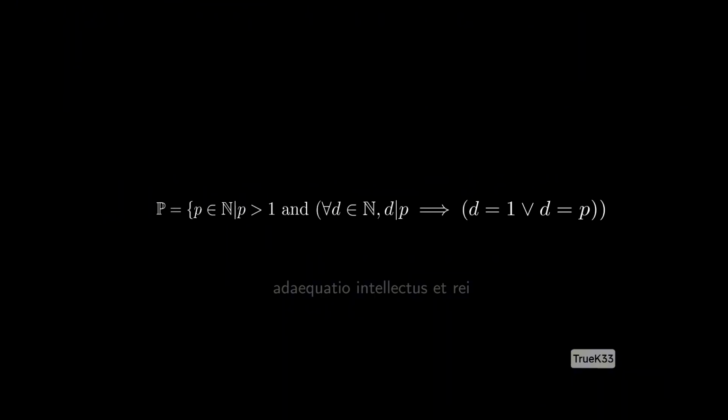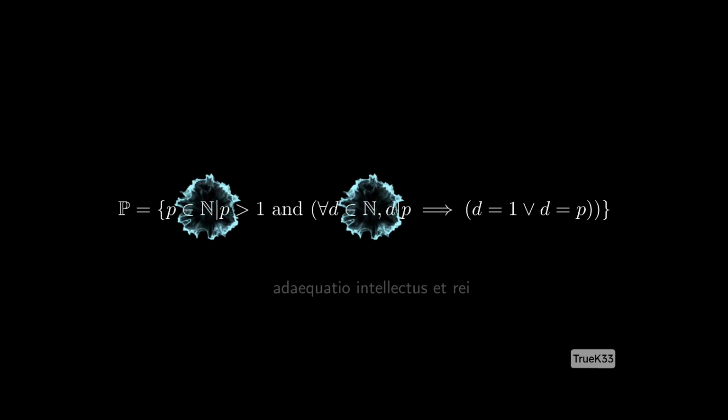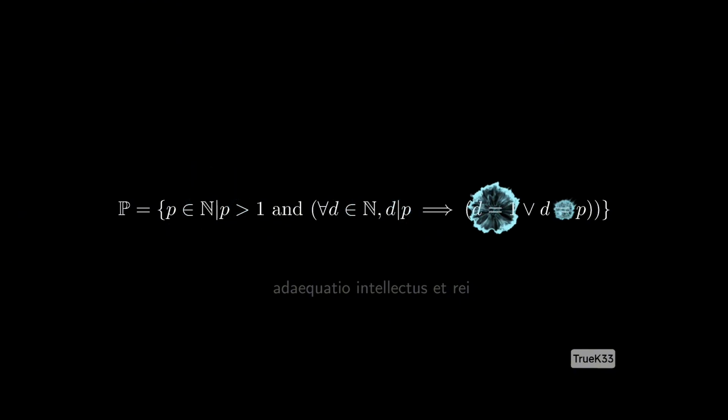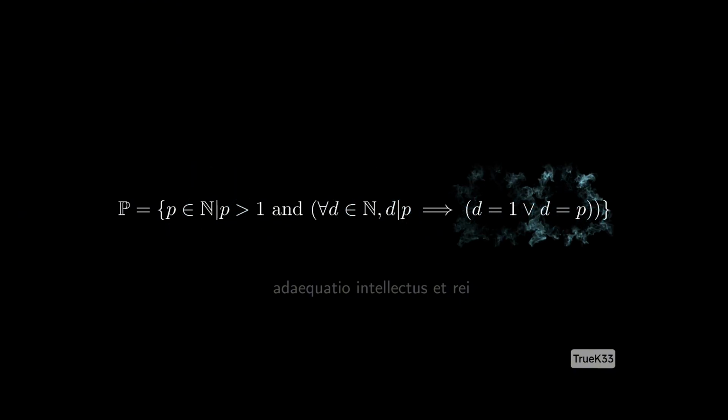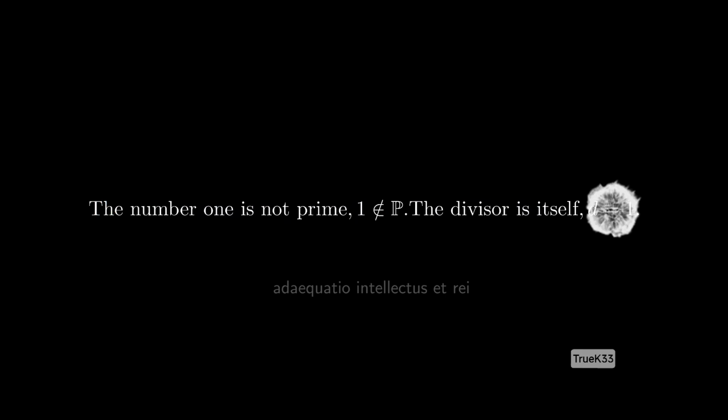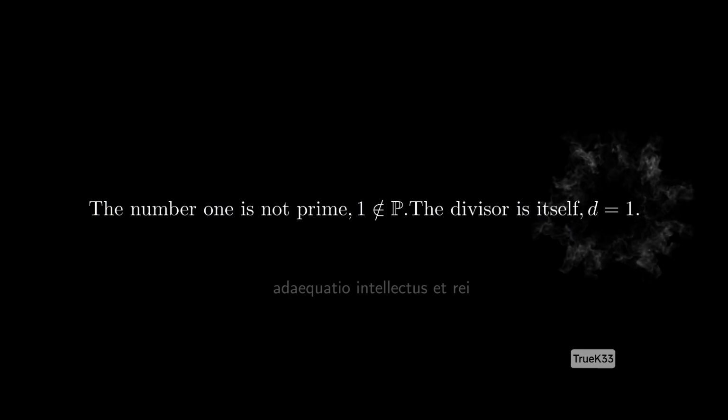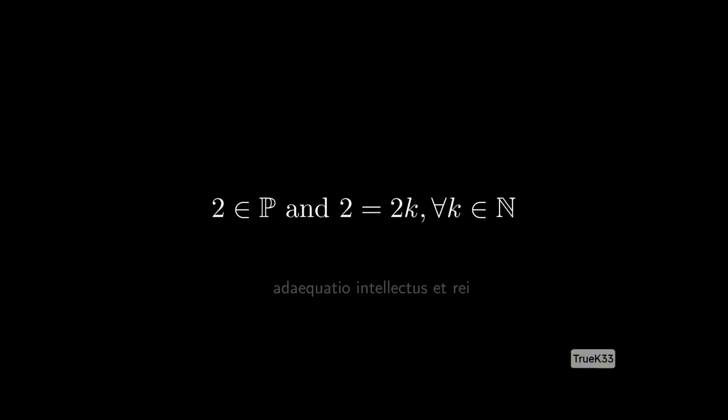A formal representation of the set of prime numbers is the following. Note that the set of prime numbers is a subset of the natural numbers, and each prime has exactly two divisors, 1 and itself. One important detail, the number 1 is not prime since it has only one positive divisor. That makes 2 the first prime number, the smallest one, and the only even prime.